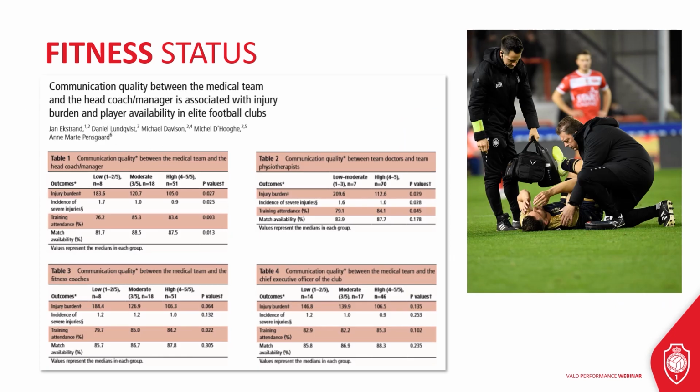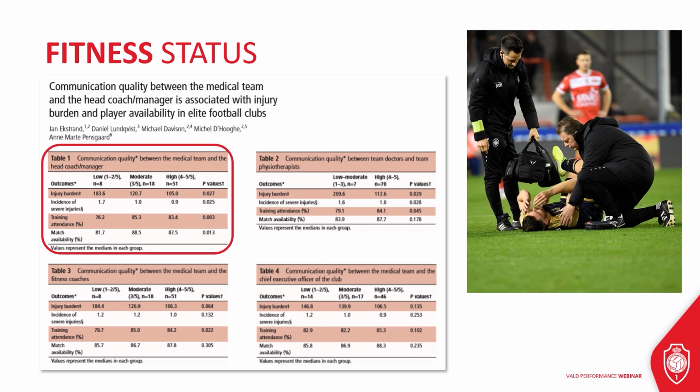Another important aspect before we come to the framework is the communication, and more importantly, the communication quality between the medical team and the head coach, the medical team and the physiotherapist, fitness coaches, and the board, for example. Let's focus on the first table. In the columns, you see the communication quality ranked from low over moderate to high quality. For 4 outcomes in the rows, the injury burden, the incidence of severe injuries, training attendance, and match availability.